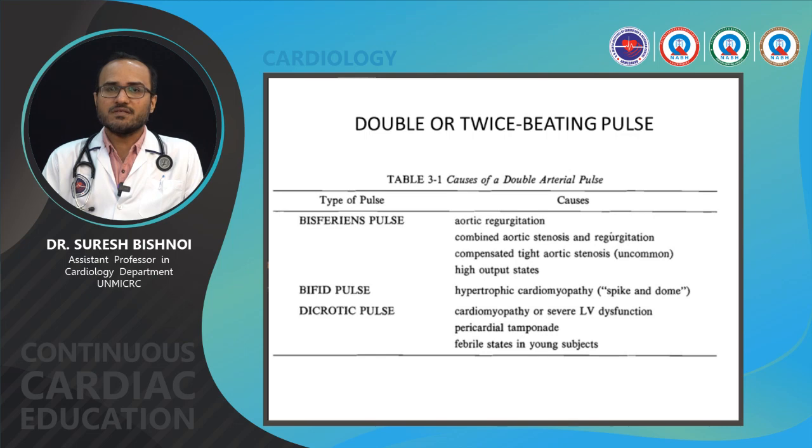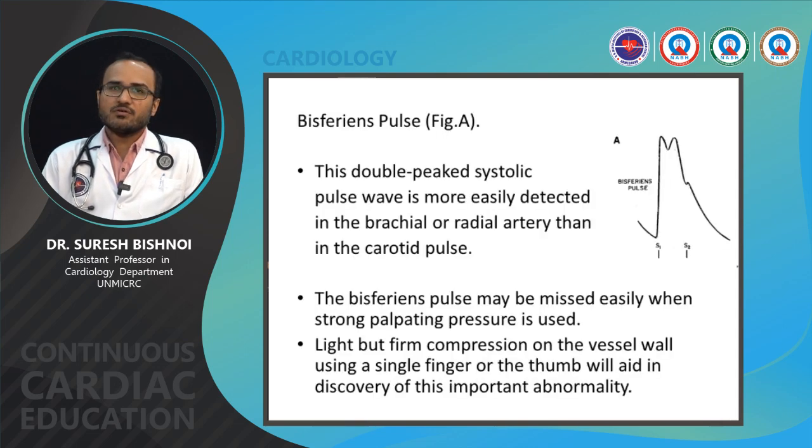And then there is the dicrotic pulse, which is seen in cardiomyopathy, very severe LV dysfunction, in tamponade, or in young patients with febrile states or septic shock. In the dicrotic pulse, one peak is during systole and the other is during diastole. We will go into detail of all these pulses one by one and learn how they are produced and what are the mechanisms behind them.